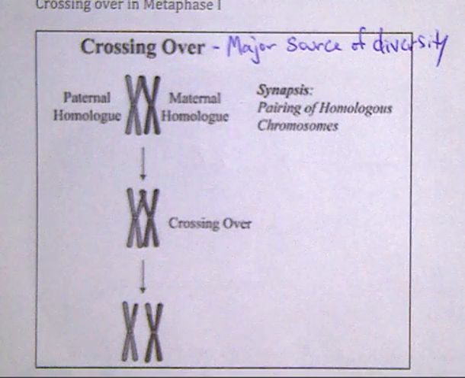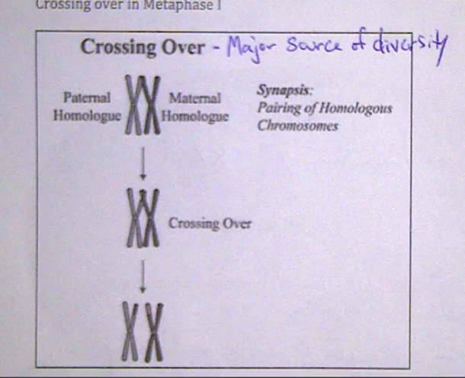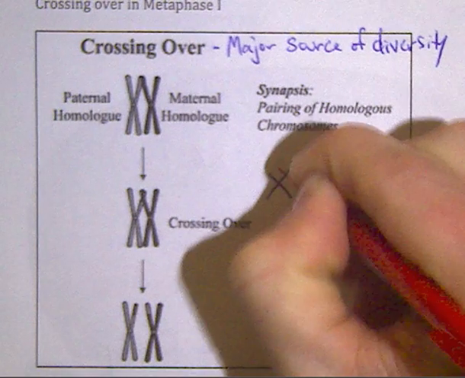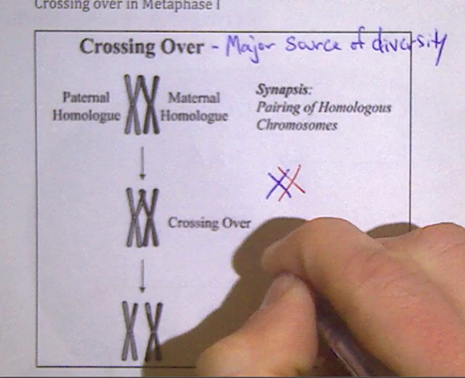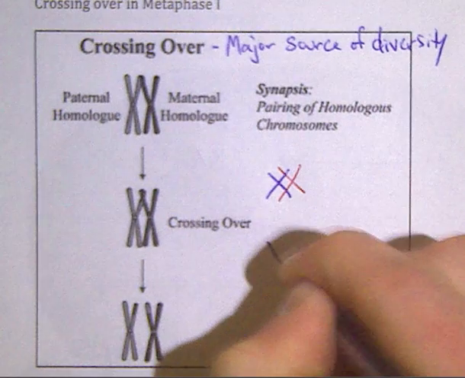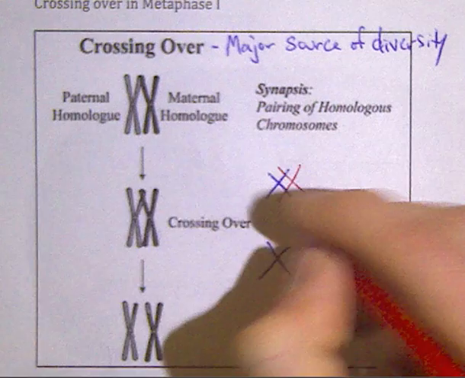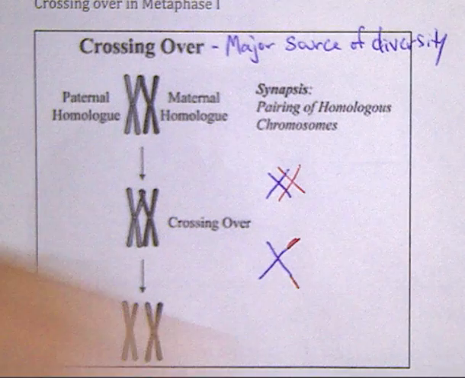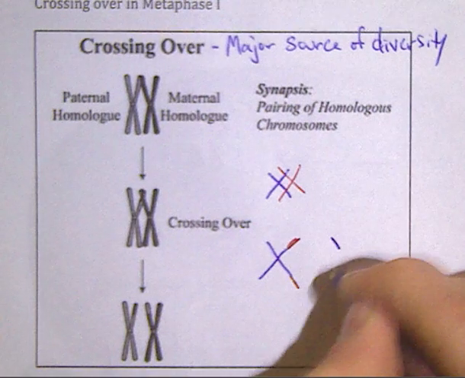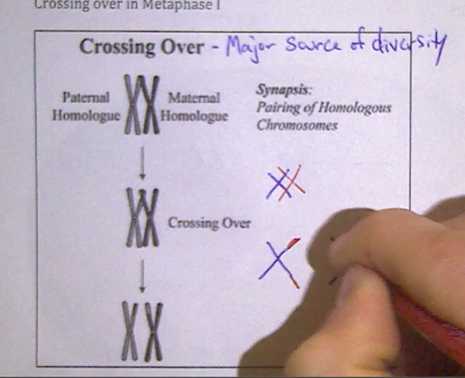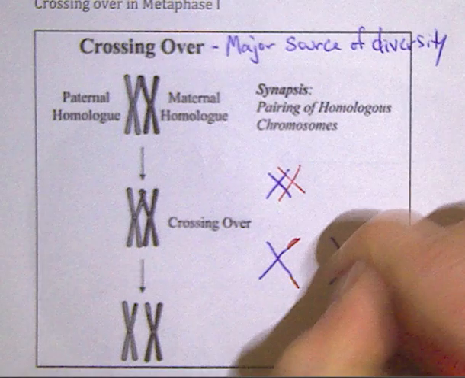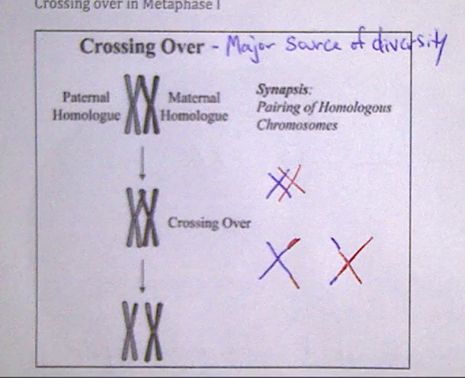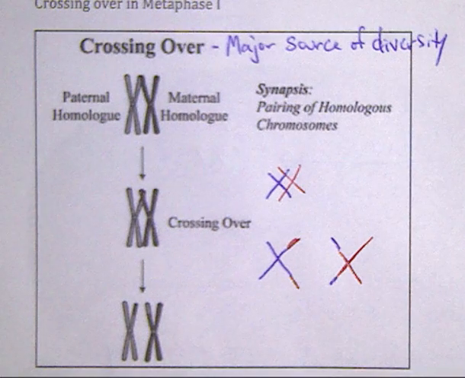Same idea. But sometimes when these guys intertwine with one another, they swap genetic material. And so part of my red chromosome swaps to my blue one, and part of my blue chromosome swaps to my red one. I've swapped genetic material, I've created some differences. One source of genetic diversity is crossing over.